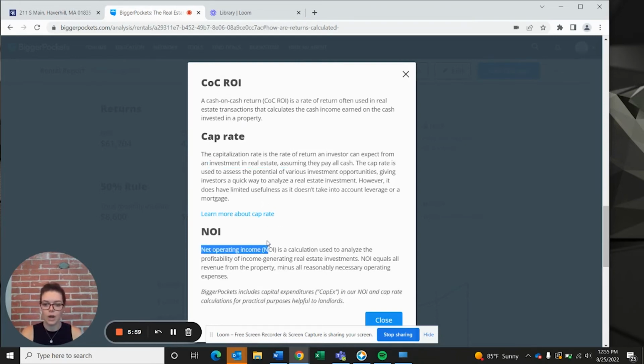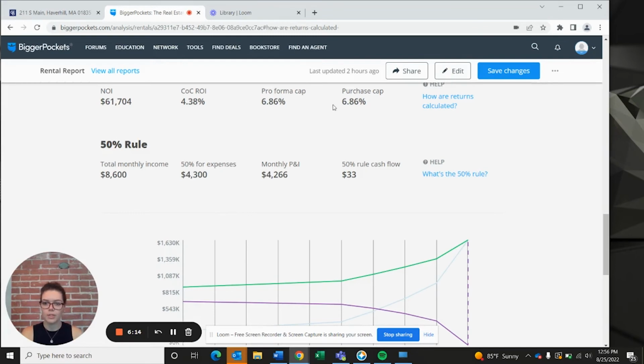And for your net operating income, this is all of your expenses subtracted from your revenue of the property to give you a better look at what you're going to be profiting from the property. So those are all good numbers to pay attention to. And then you have your 50% rule, which we really like to use.